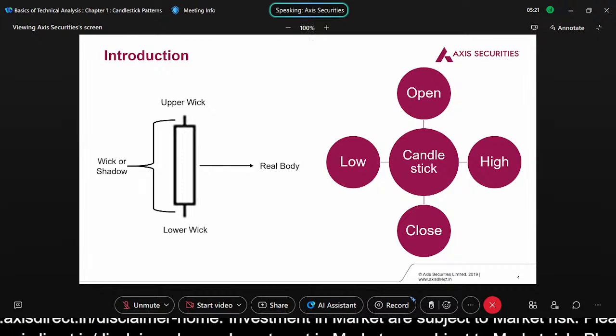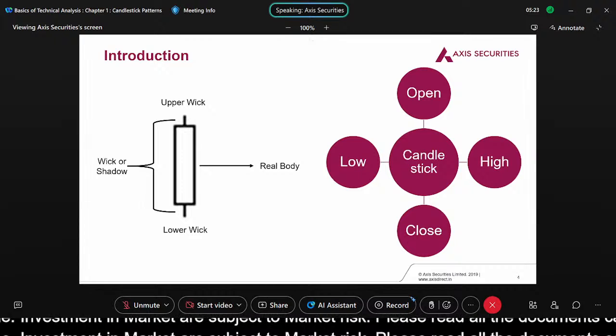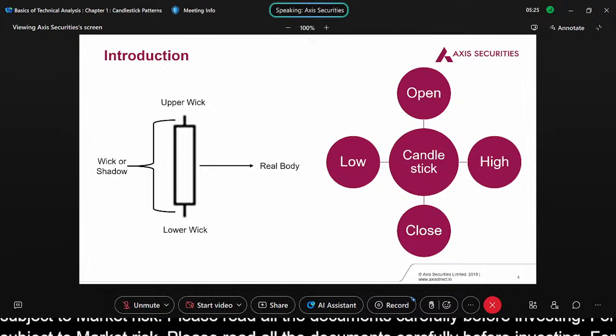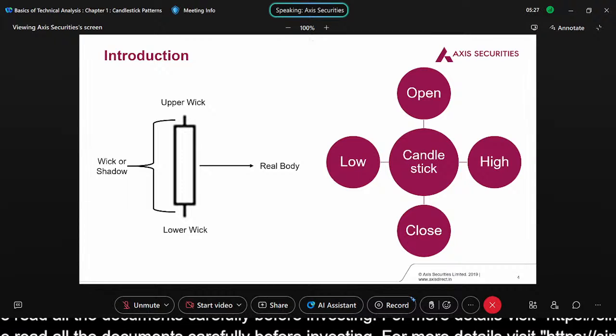My delivery will be a bit mixed between Hindi and English, so I hope that is fine. So सबसे पहले आते हैं introduction की तरफ.